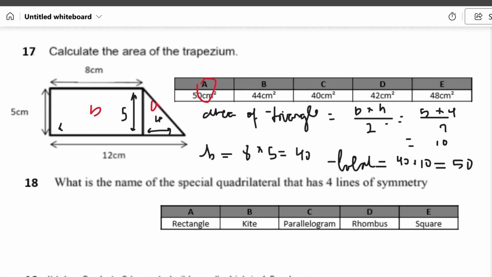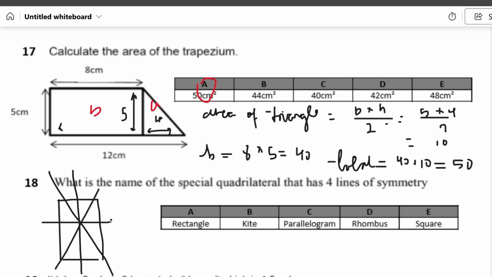So for 18, what is a special quadrilateral that has 4 lines of symmetry? Imagine this is a square, it doesn't look like a square, but it's going to be 1, 2, 3, and 4. You can't do the same with a rectangle because it doesn't look the same when you flip it around. So the answer will be a square.